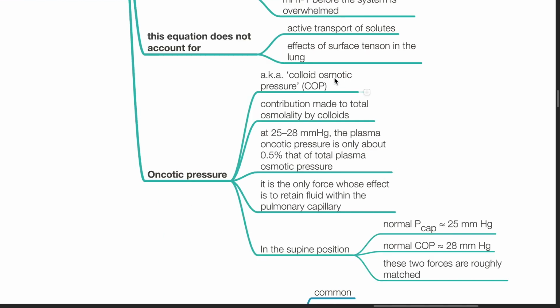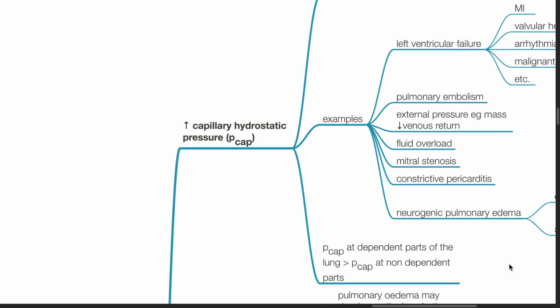Oncotic pressure, also known as colloid osmotic pressure, is the contribution made to total osmolality by colloids. At 25 to 28 mmHg, the plasma oncotic pressure is only about 0.5% of the total plasma osmotic pressure. It is the only force whose effect is to retain fluid within the pulmonary capillary. In the supine position, normal PCAP is 25 mmHg and normal COP is 28 mmHg. These two forces are roughly matched.